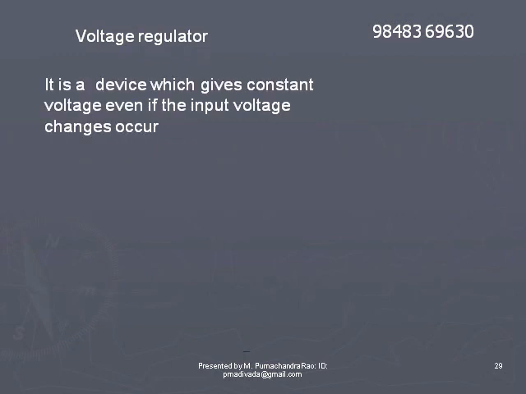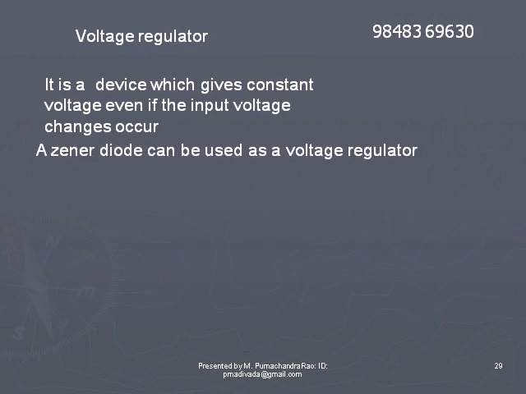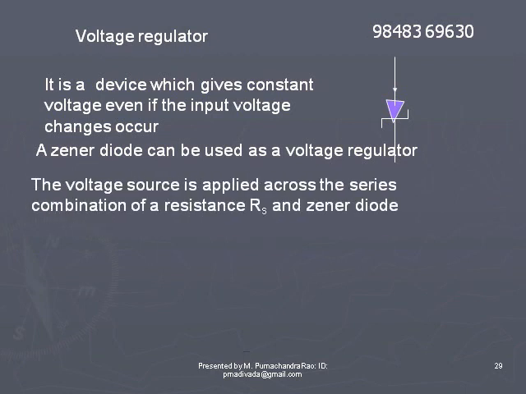Voltage regulator: a device which keeps constant voltage even if input voltage change occurs, or the load resistance changes, or load current changes. The same voltage is applied across this regulator. Such a device is a voltage regulator. The Zener diode helps in maintaining this constant voltage because it has a sharp, constant breakdown voltage.